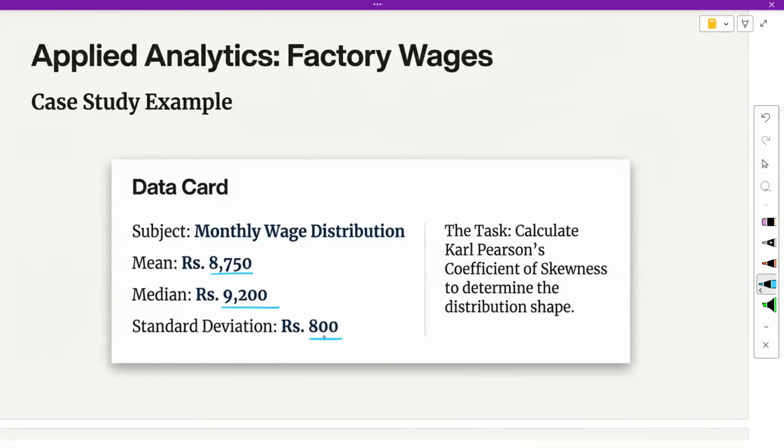We can apply one based on the data set. They give the mean, median, and standard deviation. They do not give the mode. They do not give information on Q1 or Q3, or on P10 or P90. So Karl Pearson's coefficient of skewness is appropriate for this data set. The task is to calculate Karl Pearson's coefficient of skewness to determine the distribution shape.